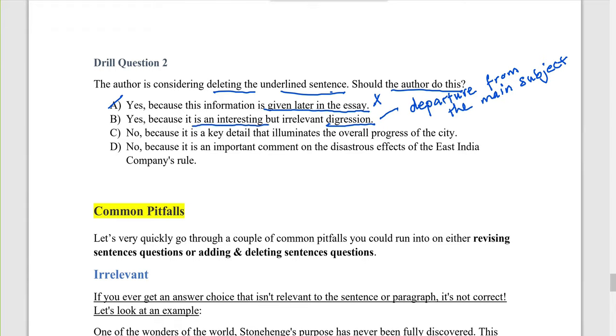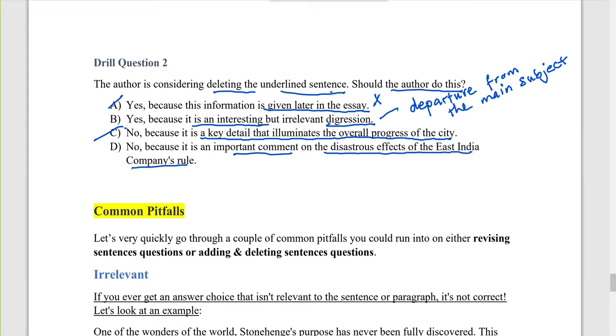Like Nayera here, we have got positive and negative. It is interesting information, that's right, but it is an irrelevant digression. I understand. No, because it's an okay detail that illuminates the overall progress of the city. I think no, because it is an important comment on the disastrous effects of the East India Company rule.